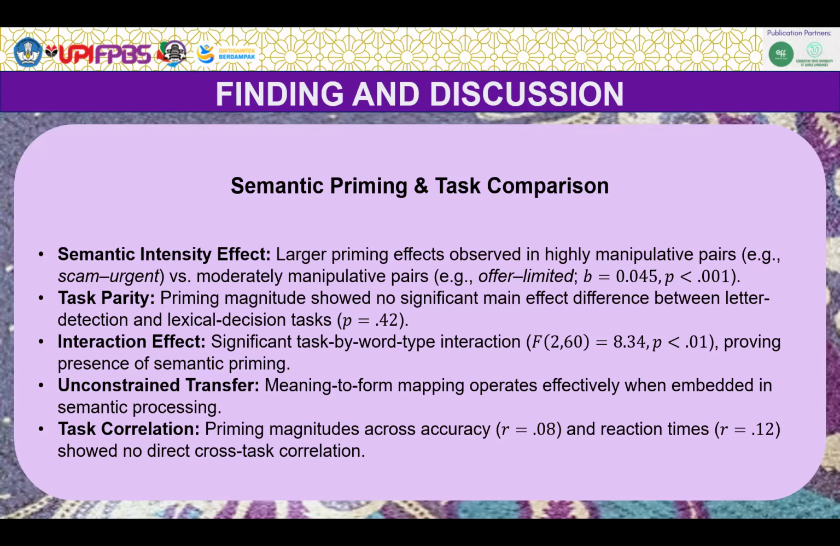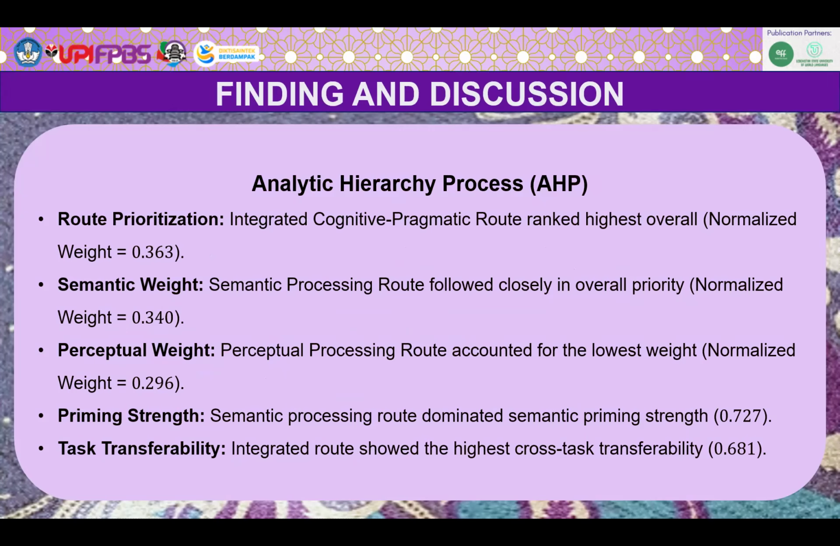Constrained transfers were taken into account, where meaning to frame mapping operates effectively when embedded in semantic processing. And task correlation of priming magnitudes across accuracy and reaction times showed no direct cross-task correlation.